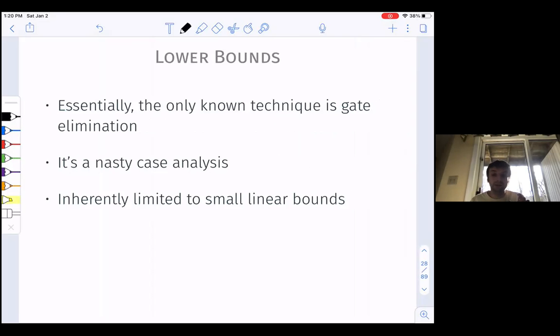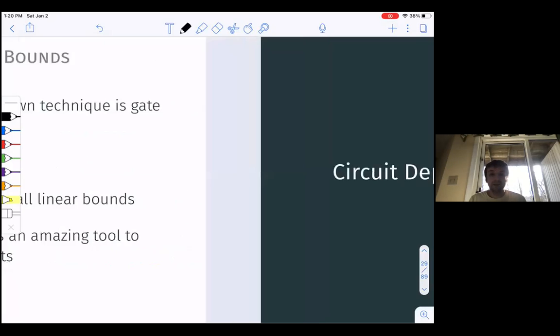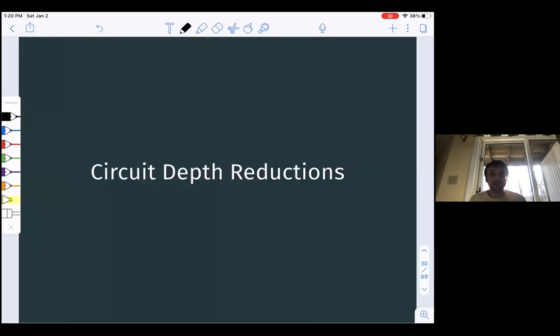But for log depth circuits, Valiant in 1977 gave us a wonderful tool for proving circuit lower bounds. Again, we don't know how to prove such circuit lower bounds, but at least for log depth circuits, we have a non-trivial and interesting way of attacking this problem. So now let me sketch Valiant's result.